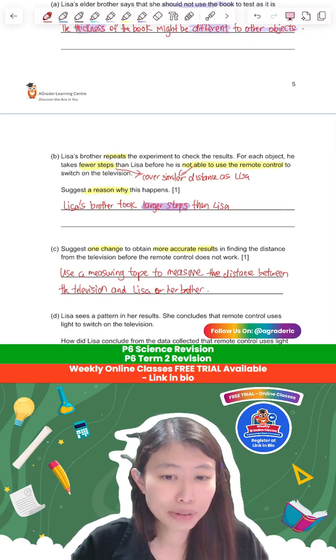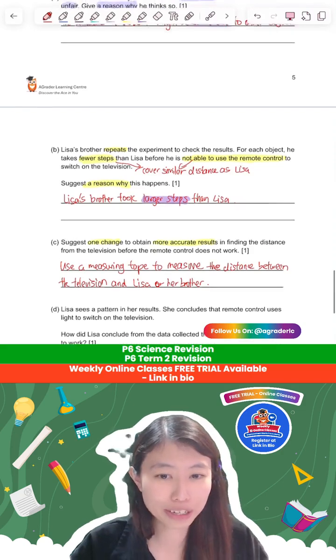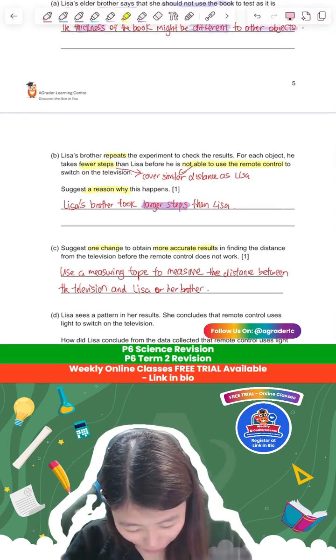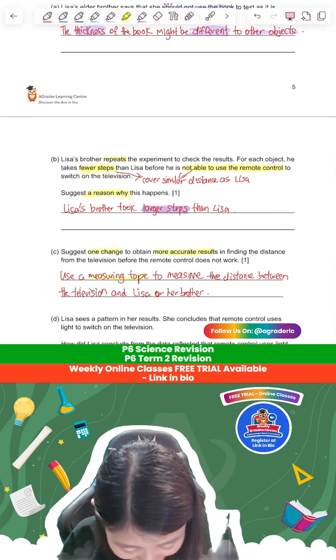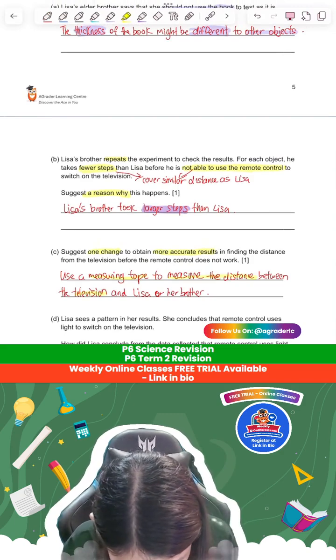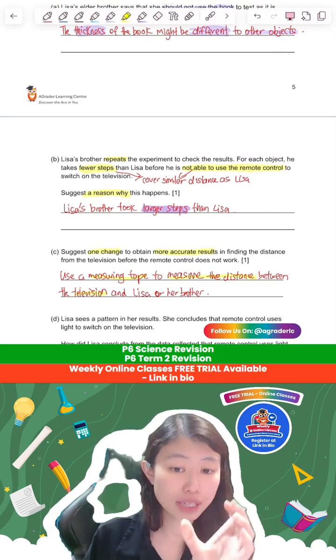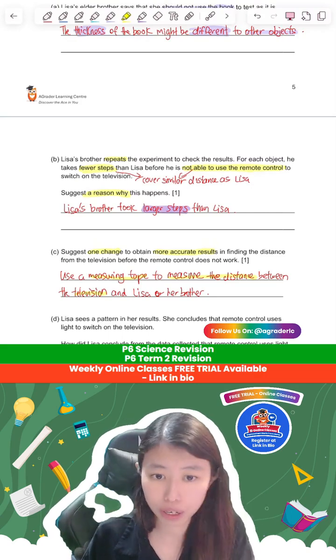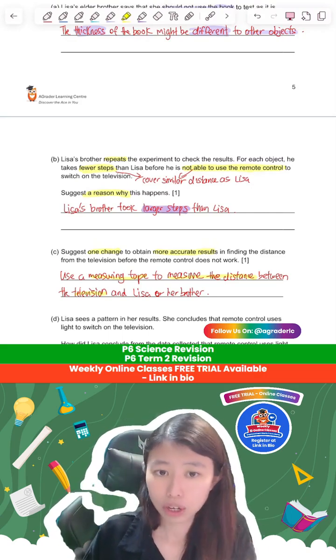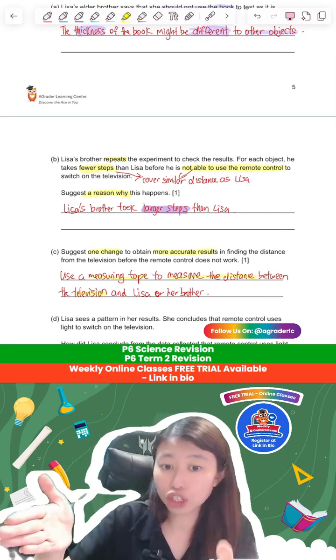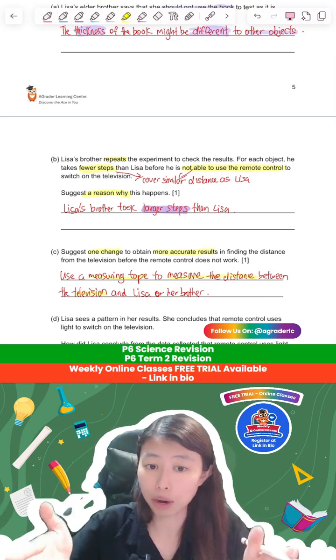Jerry, you want to use how many people's heads to measure the distance? It's a bit scary if you're going to use heads. Okay, so take note, not only must you say use a measuring tape, you must be specific. What you're going to use the measuring tape for? To measure the distance between the television and the person that's conducting the experiment. Okay?